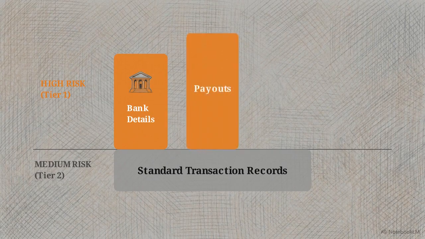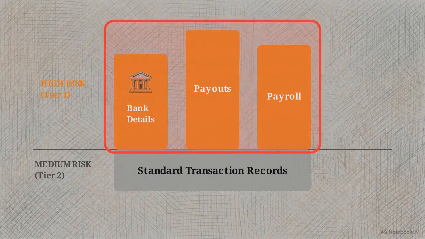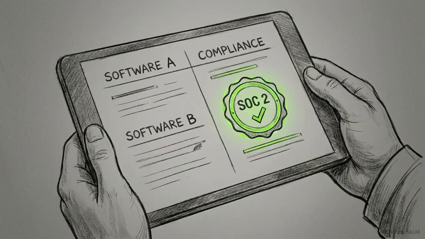In the medium risk tier, standard transaction records. Up in the high risk tier, bank details, payouts, and payroll. This density of liquid assets turns your back office into a pulsing target, highly attractive for exploitation. This is why you will see the term SOC 2 pop up when evaluating software or outsourced partners.